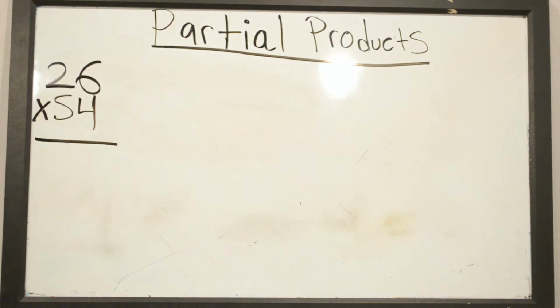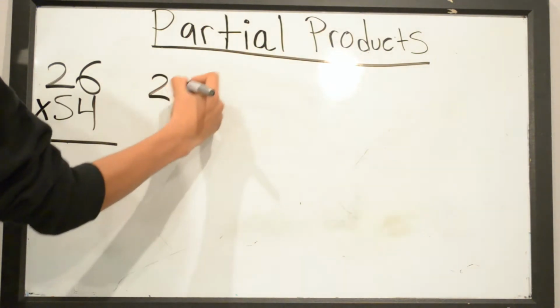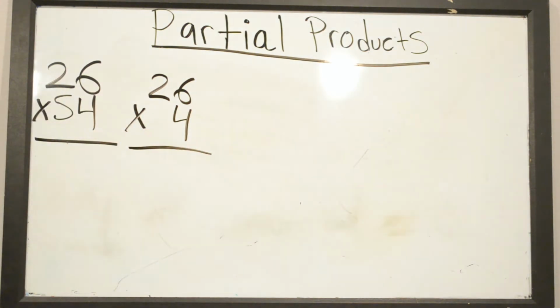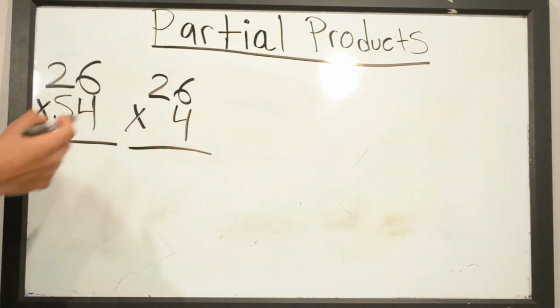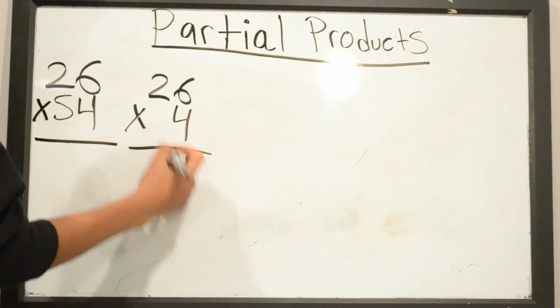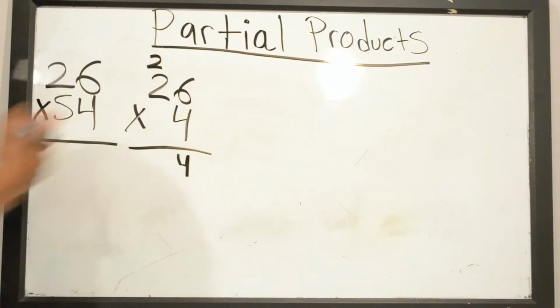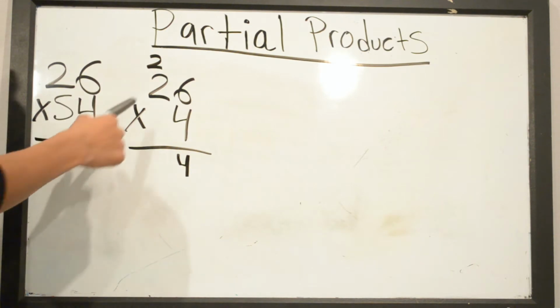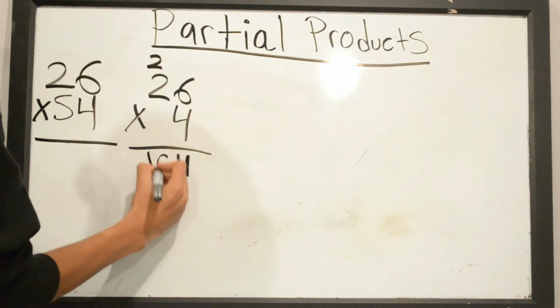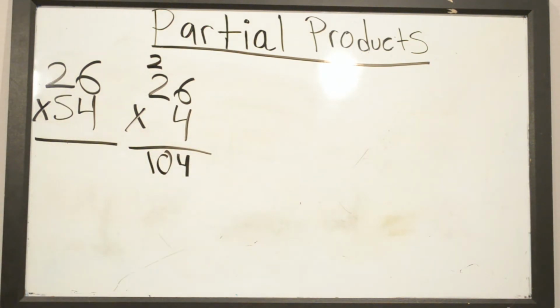And we have to distribute 54. So we're going to write 26 times 4. We put 4 by itself because 4 is in the ones place and we have to distribute 54. So we're going to multiply 26 times 4. 26 times 4 is 24. Bring the 2 on top of the 2 right here. 4 times 2 is 8, plus the 2 that we brought on top is going to be 10. So our answer for step 1 is 104.